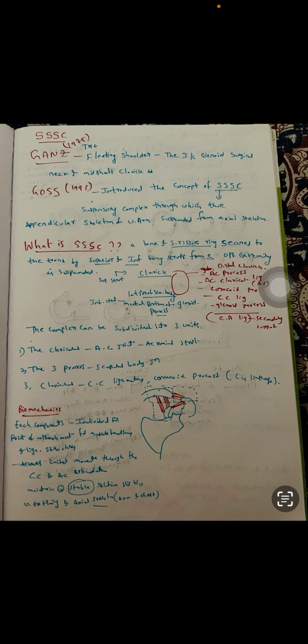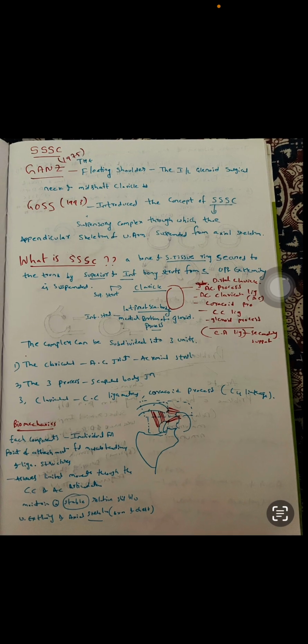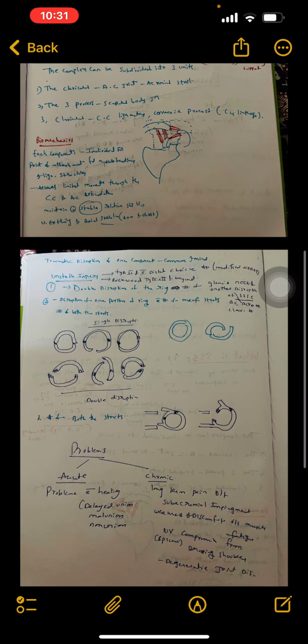What is the biomechanics of this SSSC? Each component acts with an individual function and is a point of attachment for the musculotendinous and ligamentous structures, and allows limited movement through the coracoclavicular and acromioclavicular articulations and maintains a normal stable relationship between the upper extremity and the axial skeleton, that is between the arm and the chest. Traumatic disruption of one component is common, but it is minor.